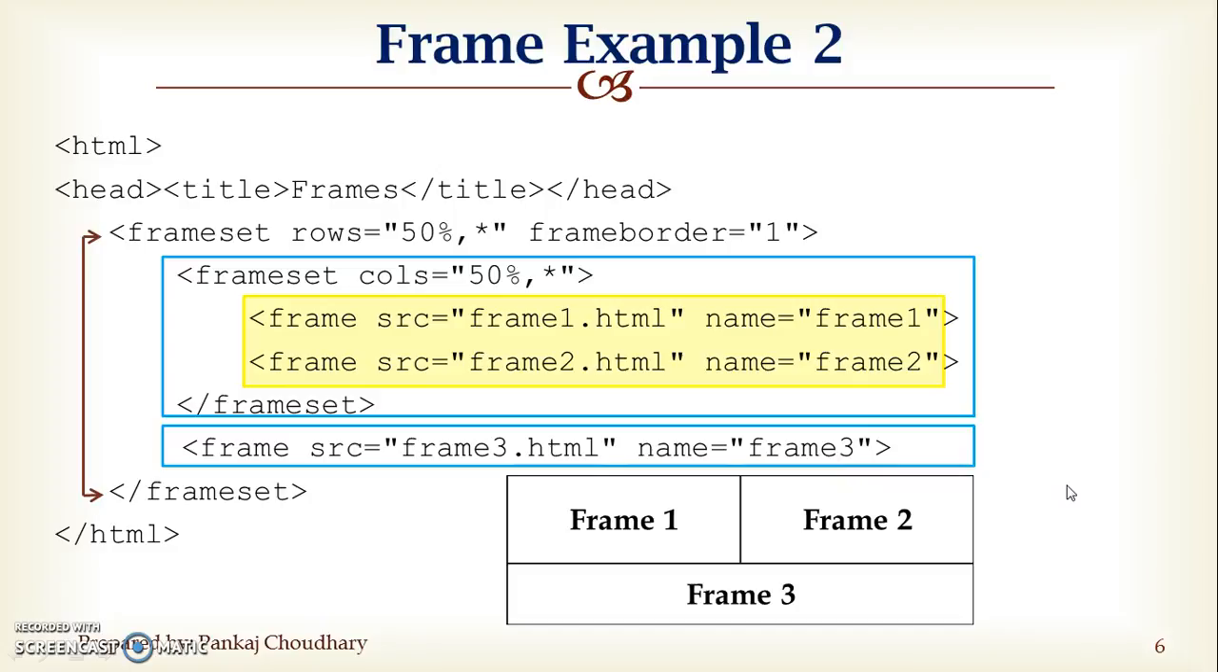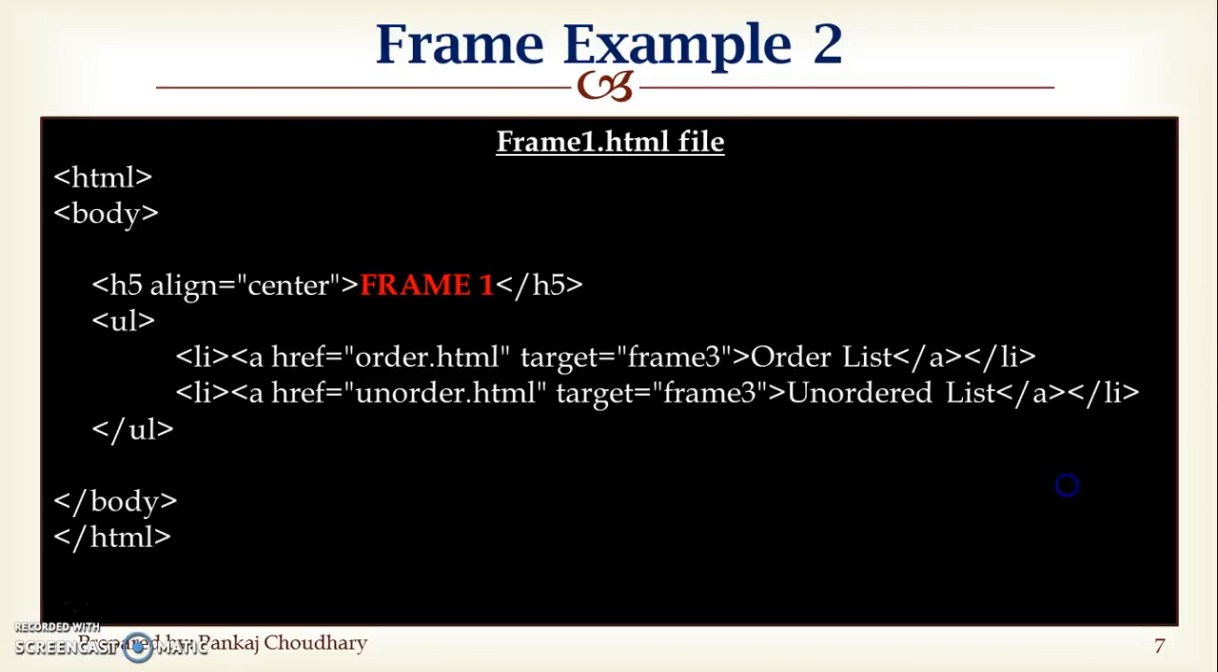Let's see the frame1.html file. It contains a complete HTML document, and the body part contains a heading element which displays frame 1 and a list with two list items, ordered list and unordered list, with hyperreferences to the order.html file for the ordered list and the unordered.html file for the unordered list. And we have also mentioned the target in these hyperlinks.